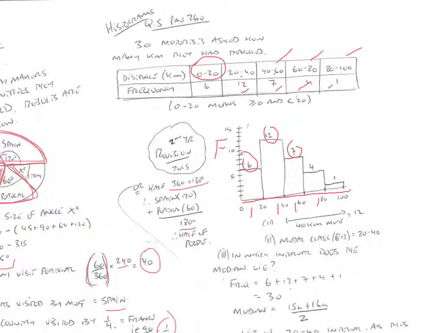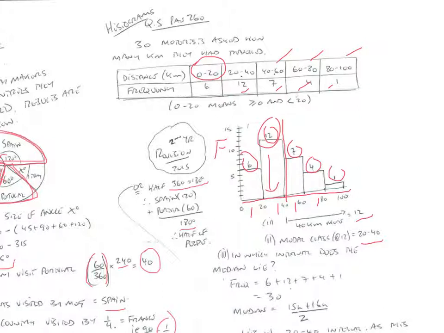Okay, the first question is to find how many people travelled more than 40 kilometres. Well, it's these people here. 7, 4 and 1 is 12. What's the modal class? The modal class has the highest frequency. This is 20 to 40.